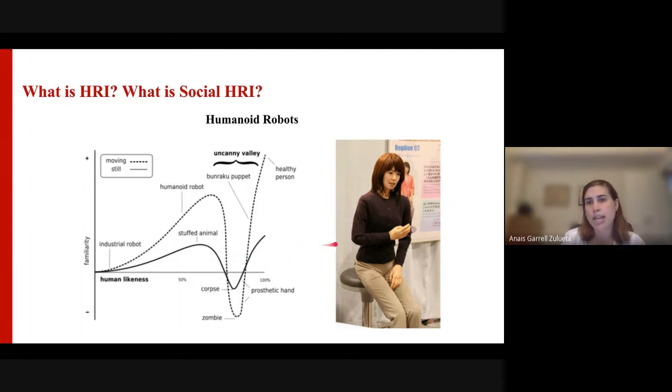For instance, here on the right side, you have a Geminoid robot. This is a robot that is used in Japan. This robot is located in this area of the graph, but in Europe, these kinds of robots are not accepted, so they are more or less in this area. So depending on the culture that you are working in, the robot's appearance may change.